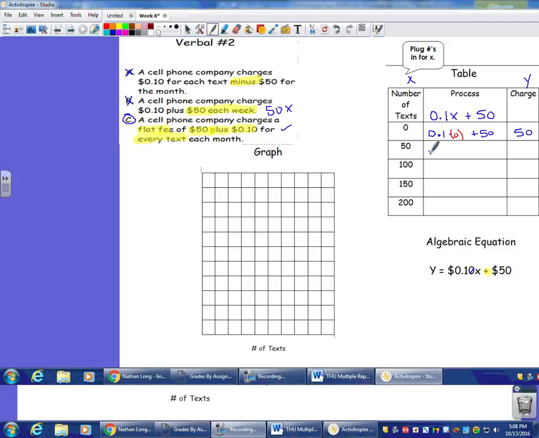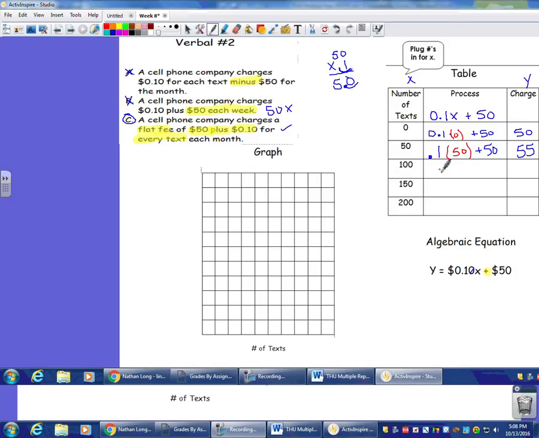And we're going to do 0.1 times the next number, which would be 50. And then we are going to add 50. Now if you don't know what 50 times 0.1 is, off to the side you can do that. 50 times 0.1, 1 times 0 is 0, 1 times 5 is 5, and I'm going to move my decimal over 1 time. So this is like saying 5 plus 50, which would give me 55. So I'm going to move on now.